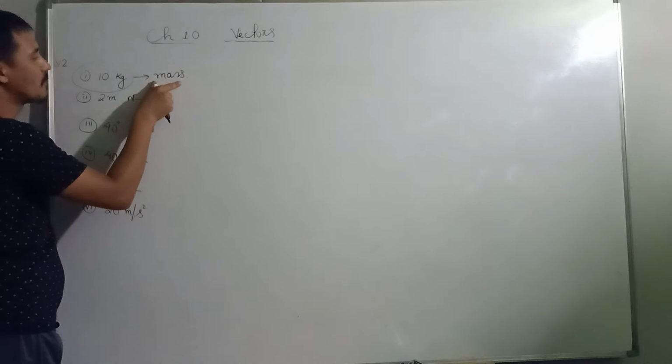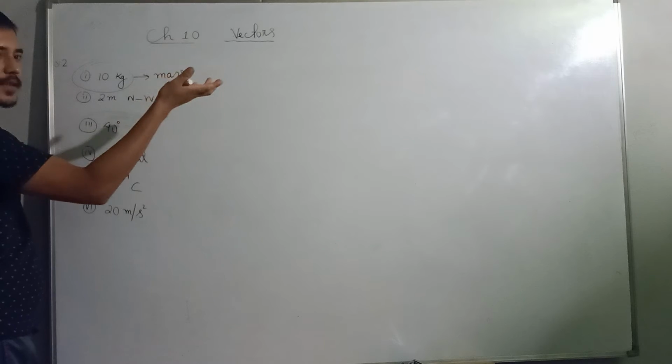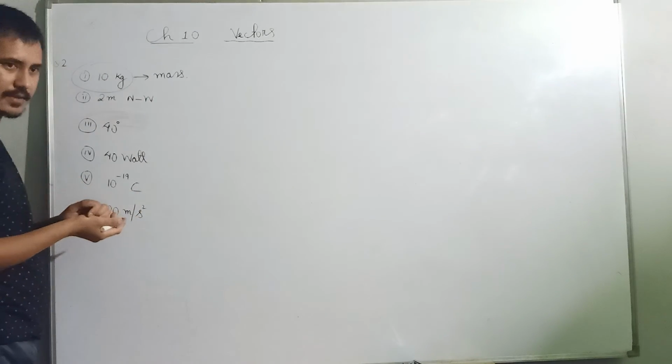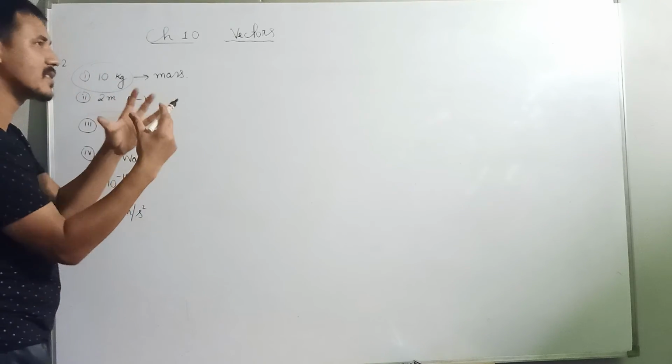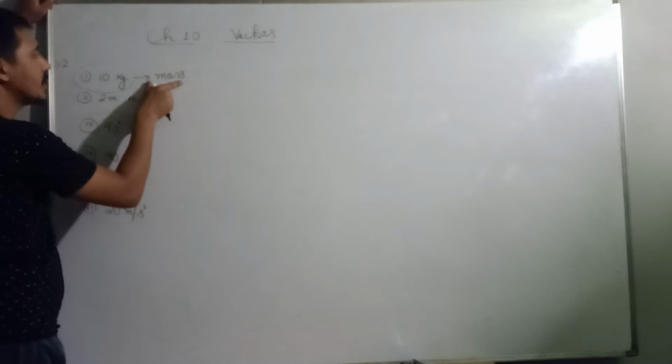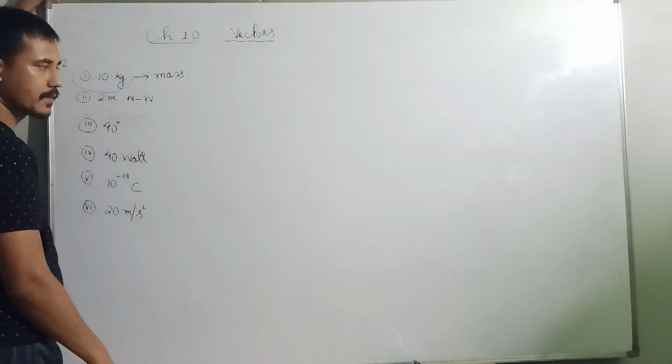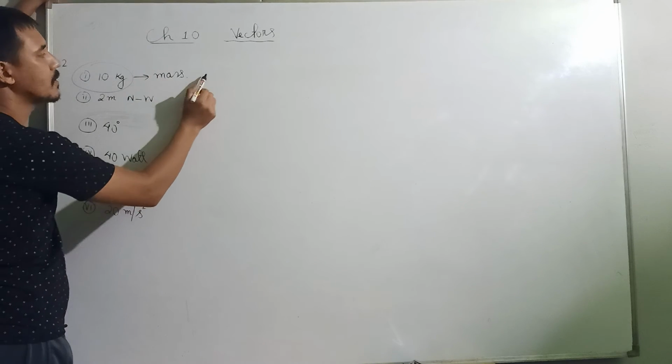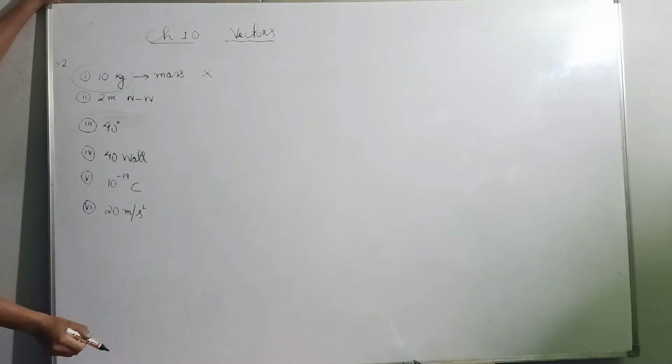Mass means what? Amount of a substance, right? Is it okay? The amount of substance concentrated. So mass has no direction. Okay, so having no direction, it is not a vector quantity.